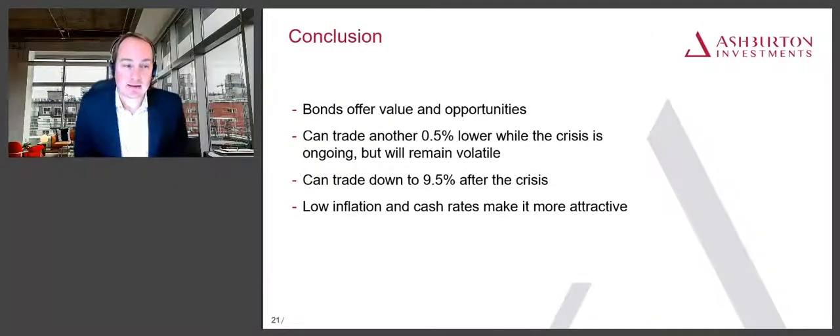It's likely that the number will be closer to 9.5 to 10% once we come out of this crisis. And a lot will depend on any structural reform that might be enacted by the government.